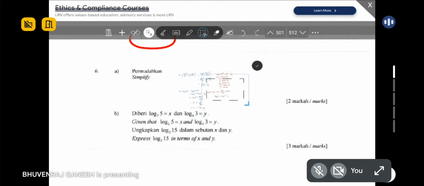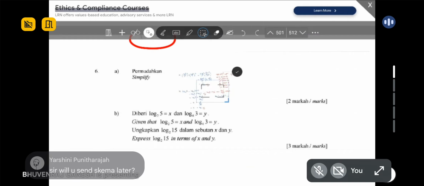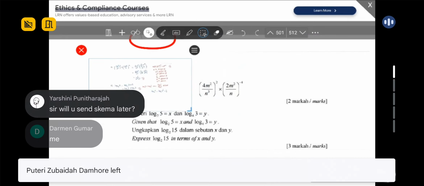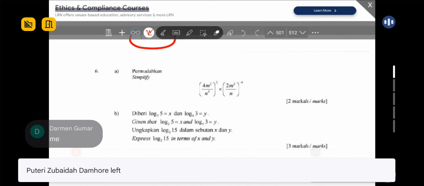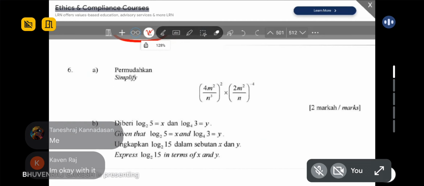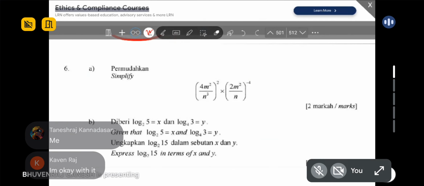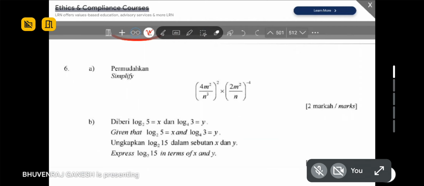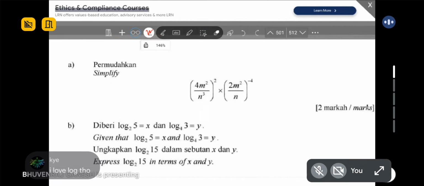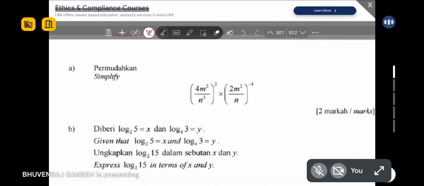Okay, who doesn't like log over here? Tell me. Who doesn't like log? Log is the one a lot of SPM candidates don't like. This is the question. I'm okay. Yes, I will scan the scheme in my WhatsApp group. I love log. Oh, you love log? Okay, not bad. Because log is something a lot of people don't like.